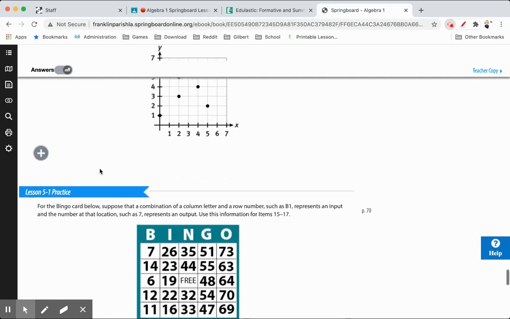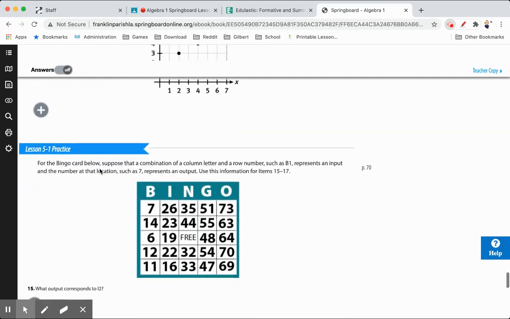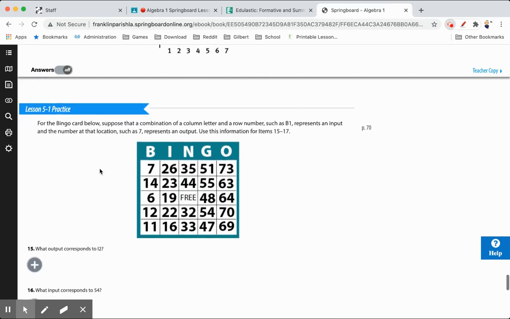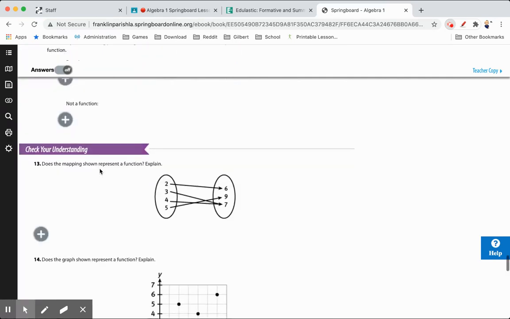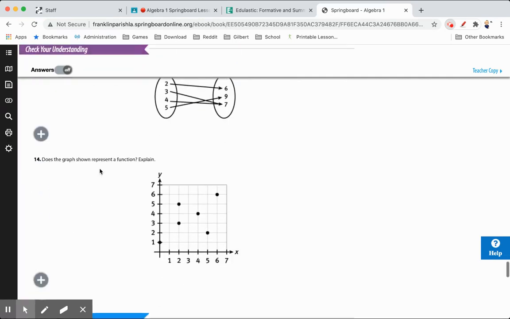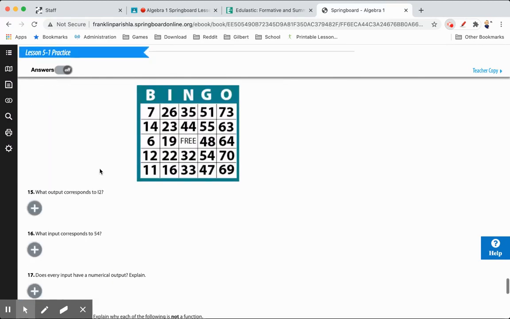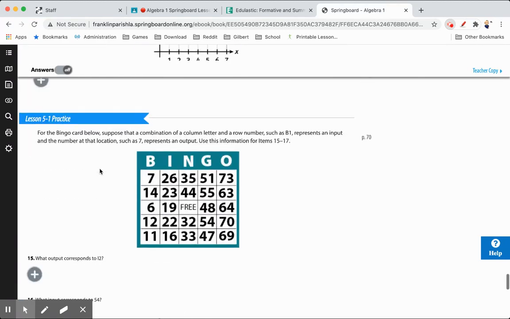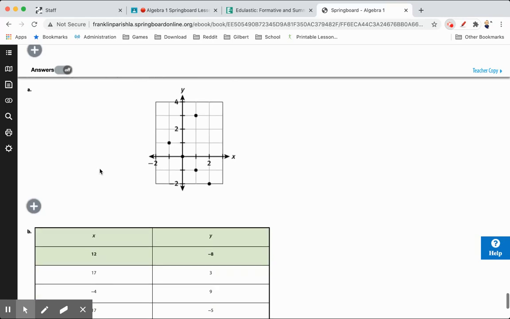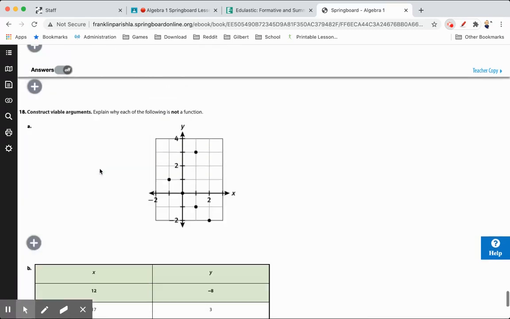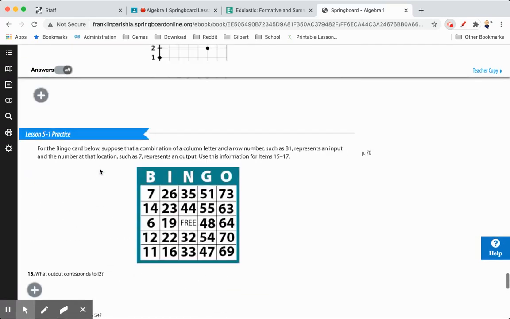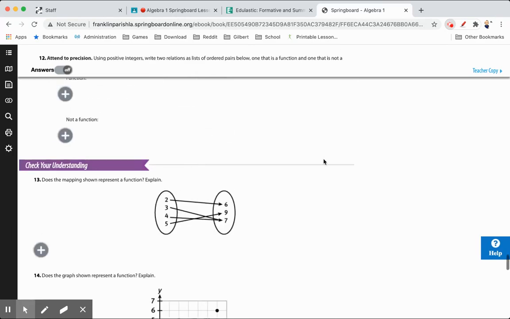So hopefully we've seen the difference between functions and relations today. Go ahead and try these other problems. Okay, I gave you examples. I gave you some charts. Gave you some thinking questions. Try those.